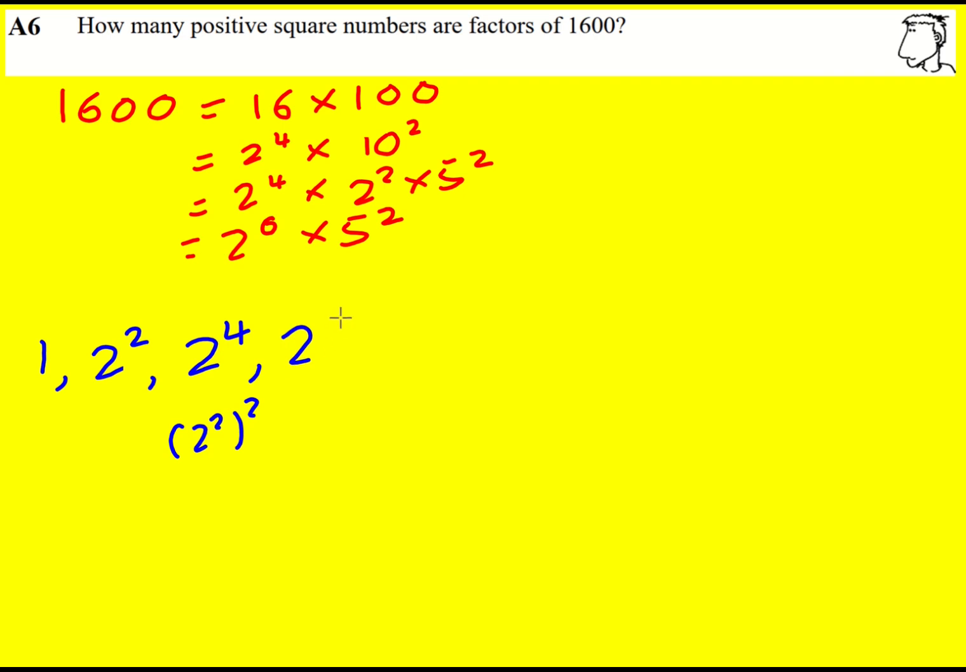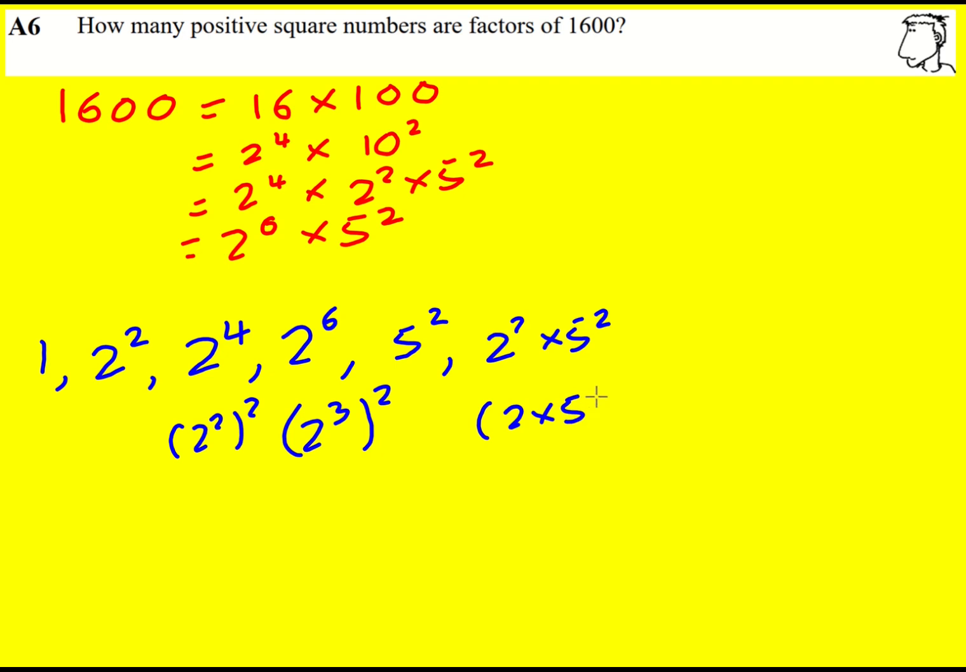While I'm at it, I might as well write down 2 to the 6 because that would be 2 cubed squared. So that's it for just the powers of 2 by themselves. We've also got 5 squared. That would work. And now I can do all the combinations of 5 squared with 2 squared. So 2 squared times 5 squared would work because that will be 2 times 5 all squared. In fact, that would be 100.